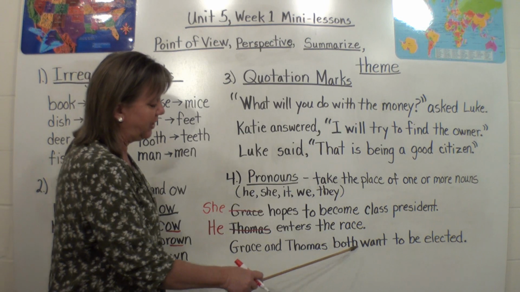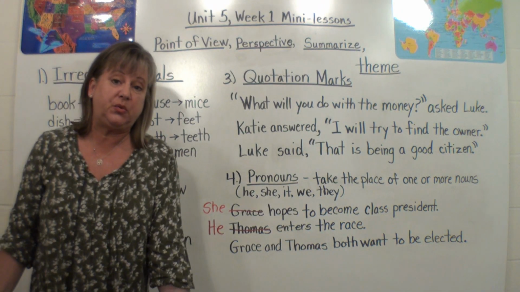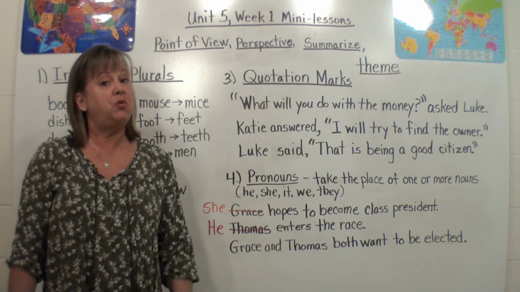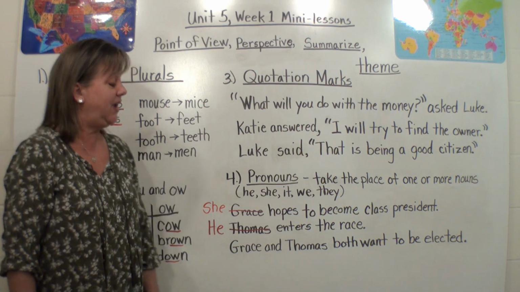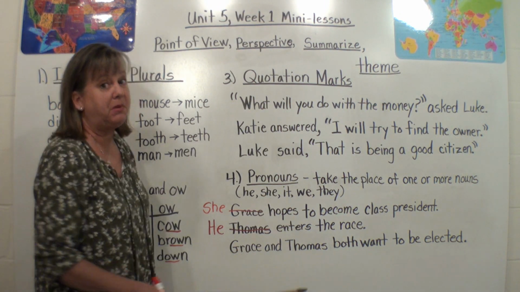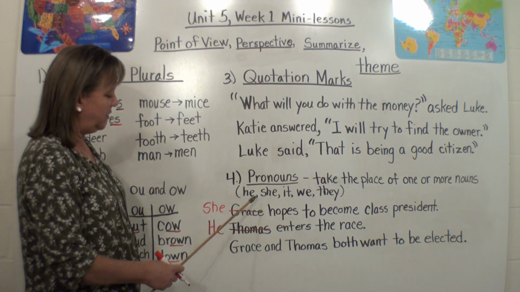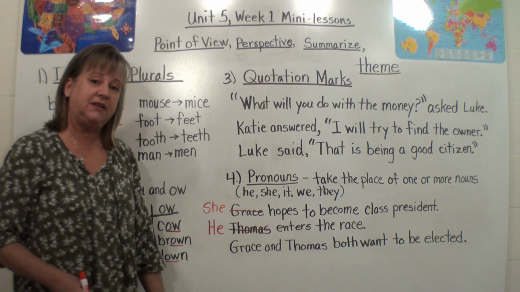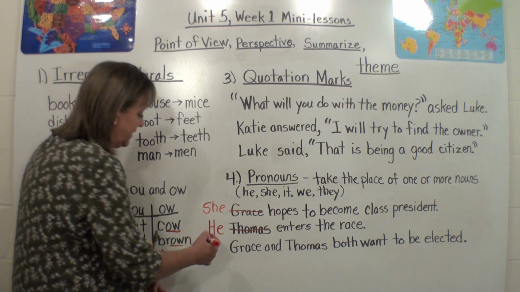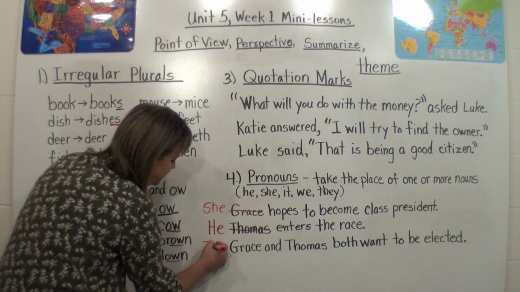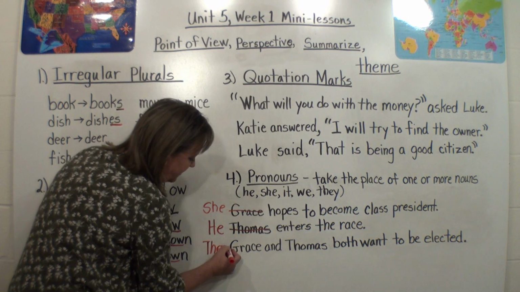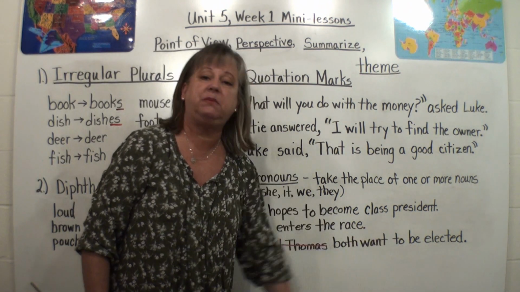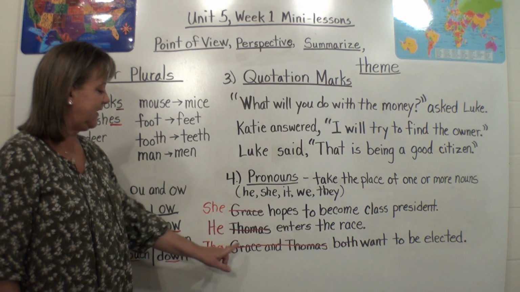Now look at this last one. Grace and Thomas both want to be elected. They both want to win. Who is this sentence about? More than one person. All right, it's about Grace and Thomas, both of them. So would I just pick a he or a she? Which of these would I pick to replace Grace and Thomas? You're right, it would be they. T-H-E-Y. And I'd have to mark off Grace and Thomas, okay? So I could say they both want to be elected. They can take the place of Grace and Thomas.